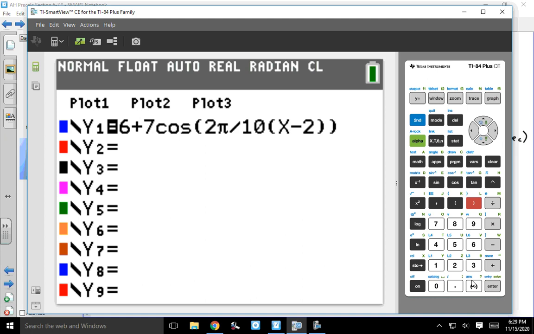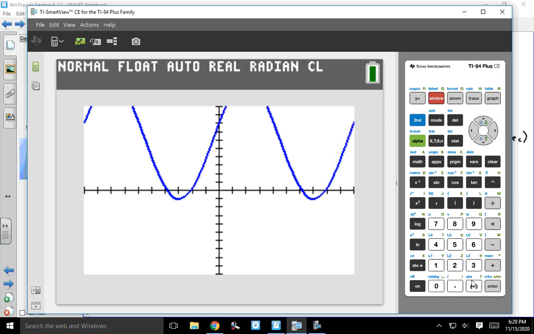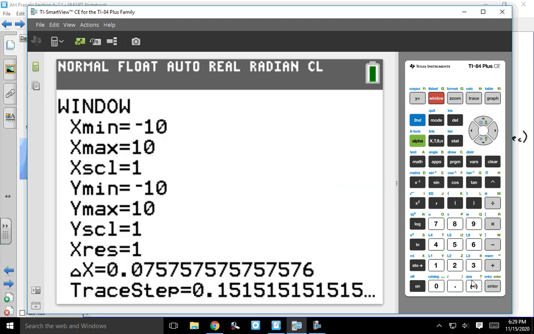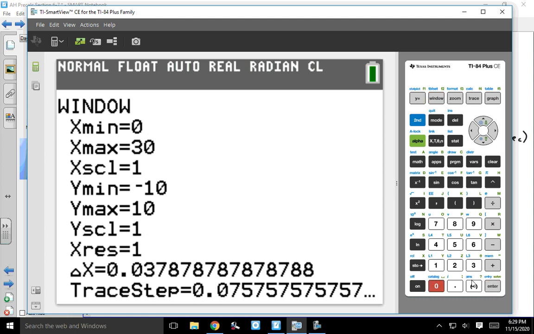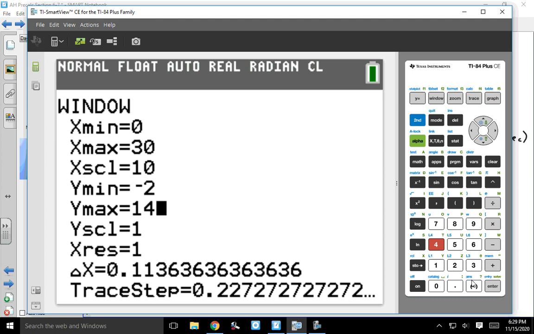And let's set up our window here. Actually, let me, oops, I should zoom 6. Let's get a good window of this thing. Let's go from 0 to maybe the first 30 seconds. It makes a revolution every 10 seconds, so we'll see the first 3 periods of it. We'll set the scale at 10. And for the y's, let's go from like -2 to 14. It actually goes from -1 to 13, but we'll get a little bit extra there. Scale of 1 should be fine.